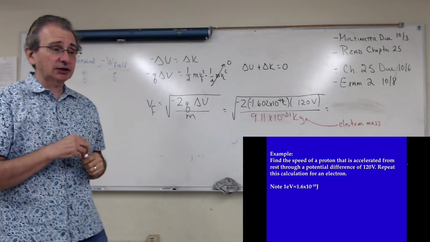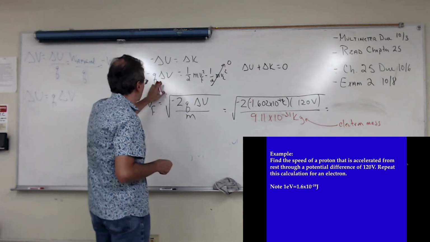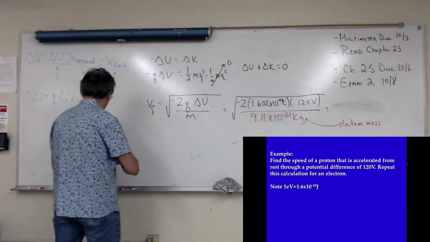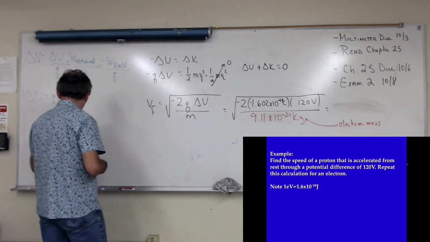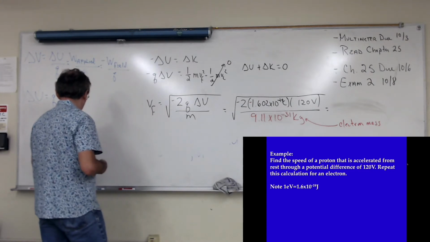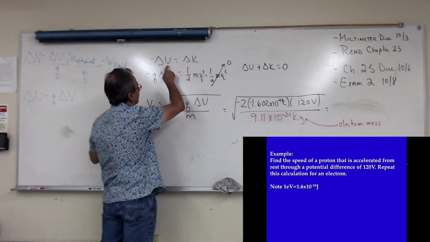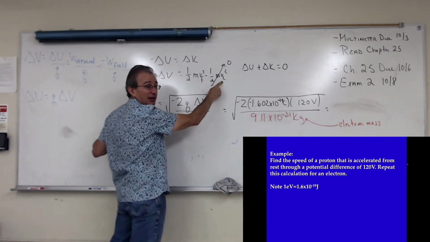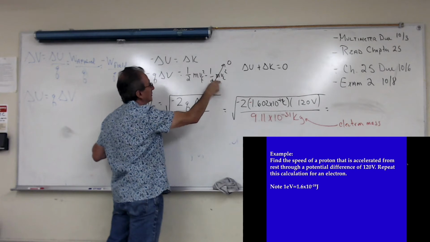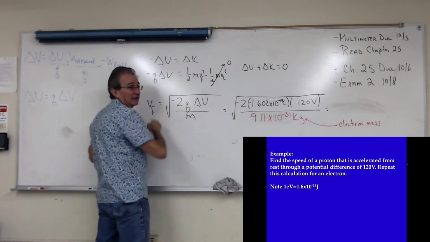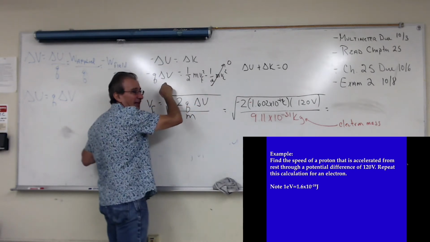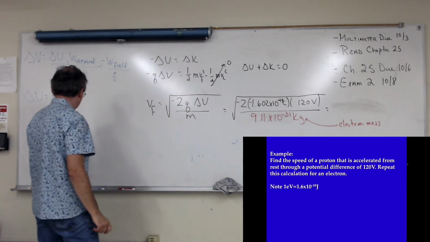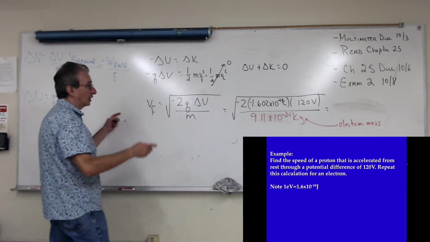So let's take a look at the kinetic energy. I can write the kinetic energy as minus Q delta V. So let's look at it that way. I can say that because delta K is 1/2 mv final squared minus 1/2 mv initial squared. This is 0. The delta K is basically the negative of the change of potential energy. So let's look at the kinetic energy of this thing. And let's go back to the proton.